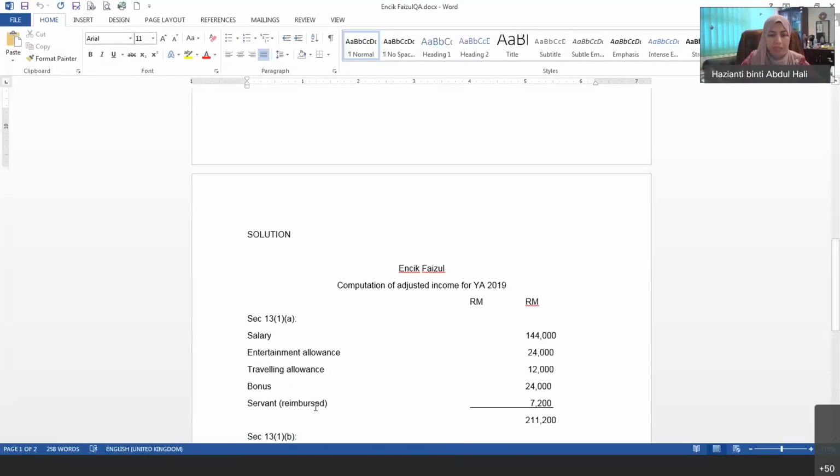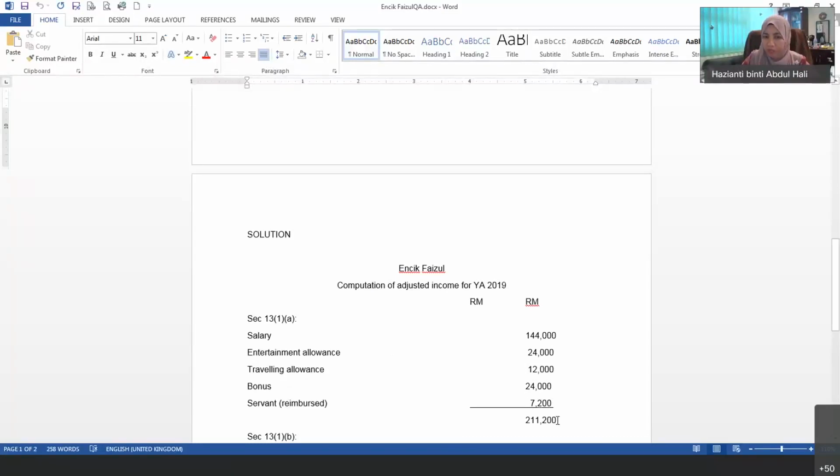The reimbursement, yes. The reimbursement you get in monetary benefits, in terms of cash, would be in section 13(1)(a). Even though the reimbursement is for the maid, the reimbursement is computed under section 13(1)(a). So that will give you 211,200.